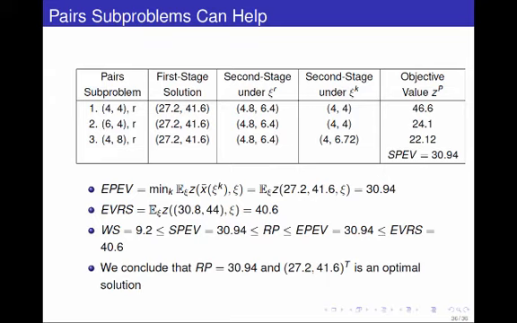Easy to compute. We also compute the EPEV, which is just minimizing over three numbers. Again, ridiculously easy to compute. The EVRS is the expected performance of the reaction to the reference scenario, which is this one. Again, easy to compute. The bottom line is that now, with solving pairs subproblems, we get much more information. In particular, we know that EPEV upper bounds the recourse problem value. And we observe that, in fact, it turns out to be equal to SPEV, which lower bounds the recourse problem value. So we have a guarantee that the recourse problem value is exactly 30.94.